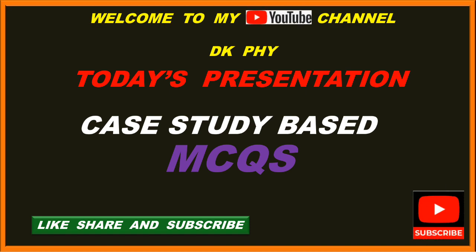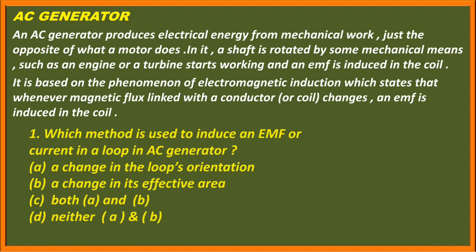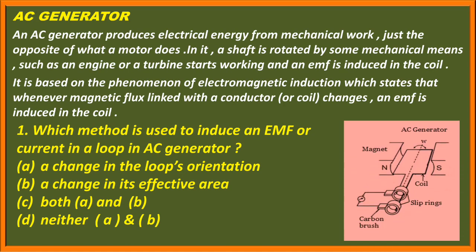Today's presentation is case study based MCQ. Let us now try to understand the first case study, which is based on AC generator. An AC generator produces electrical energy from mechanical work, just the opposite of what a motor does.